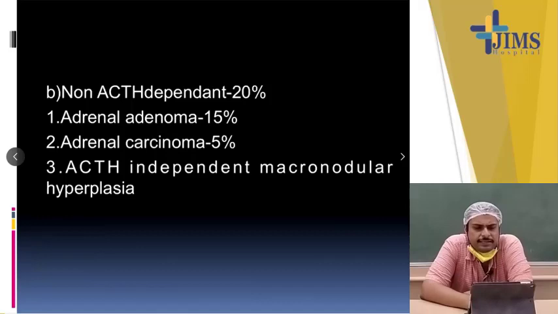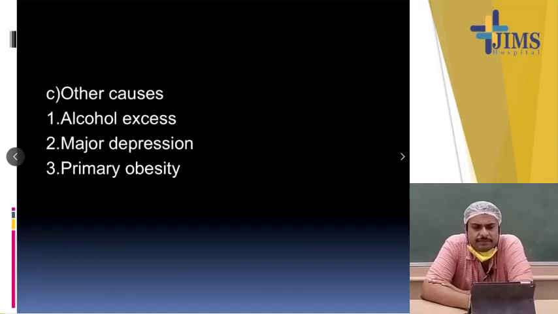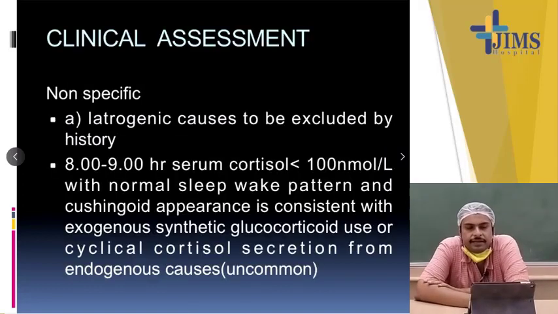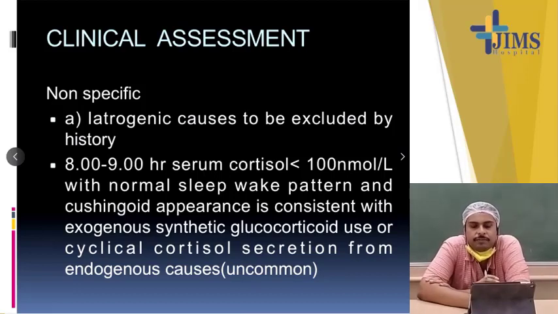Other causes are alcohol excess, major depression, and primary obesity, meaning excessive body weight. Clinical features: the most important thing is that the symptoms are non-specific. You cannot attribute a particular symptom to a particular cause. As I told you earlier, the iatrogenic causes should be excluded by history.